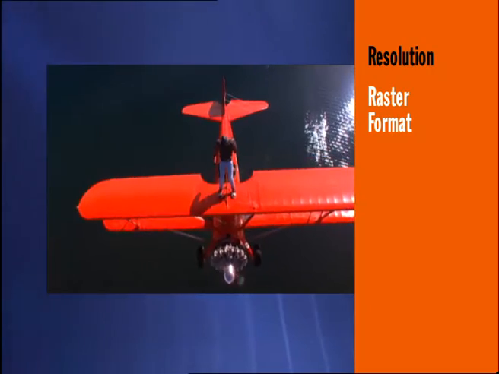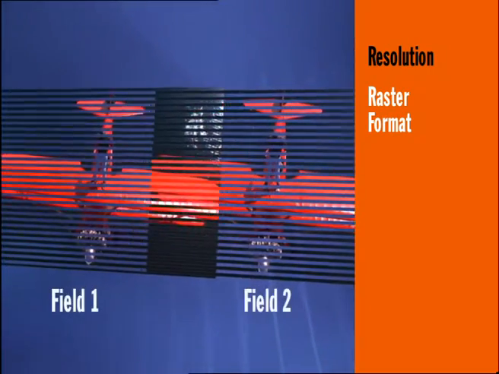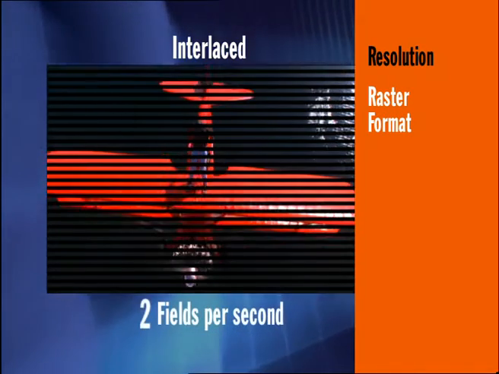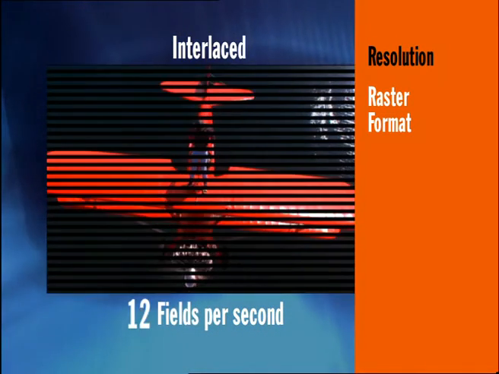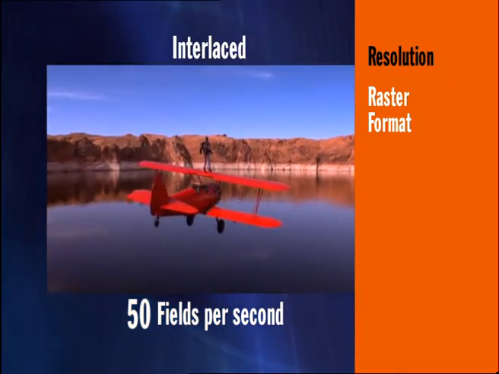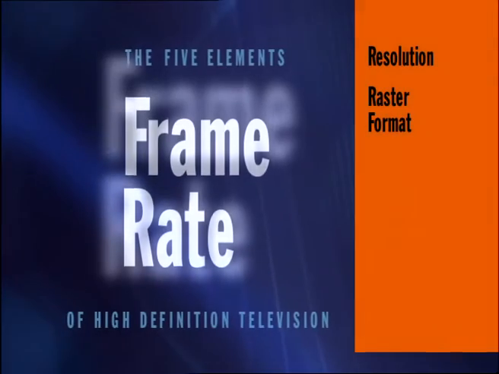To increase the illusion still further, each frame is split into 2 fields, which are shown on alternating rows of scan lines, and this is referred to as interlaced. When these fields are played back, the pictures now update at 50 times a second, thereby giving a smoother motion when viewed. Now let's have a look at frame rate.